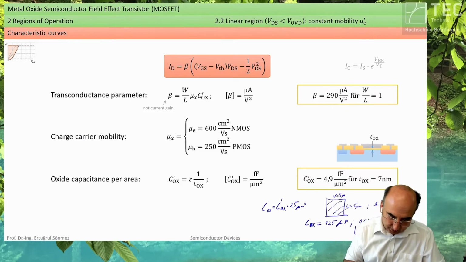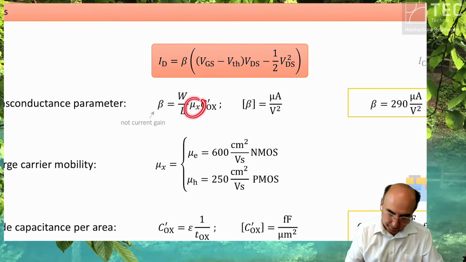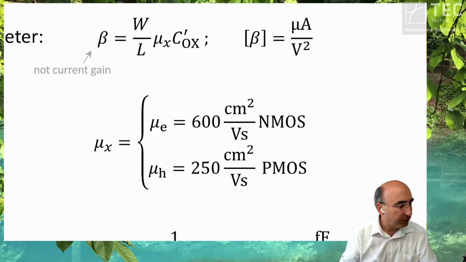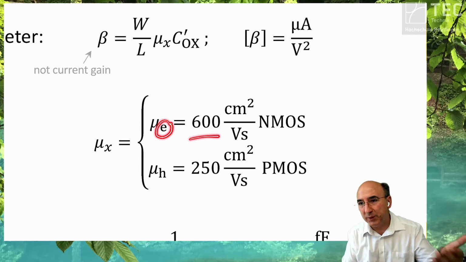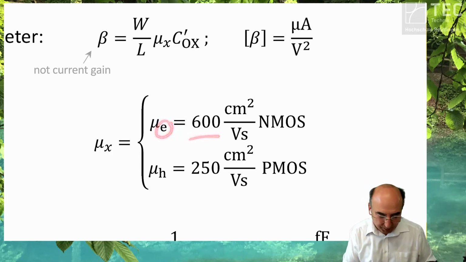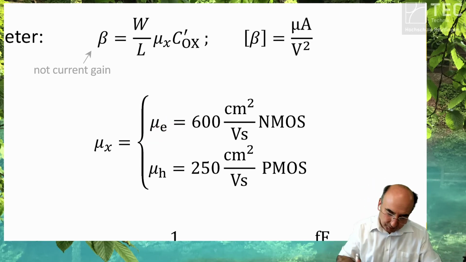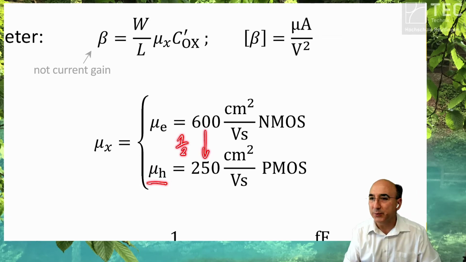The second thing, now that we have Cox, we go on and take a look at the mobility. With the mobility, we assume, as a rule of thumb, it is 600 for the electrons. But you have the page on my spreadsheet showing that the mobility is a function of temperature, a function of the doping level, and so on. But well, you assume it's 600. And at the same time, the mobility for the holes is less than half of this value.